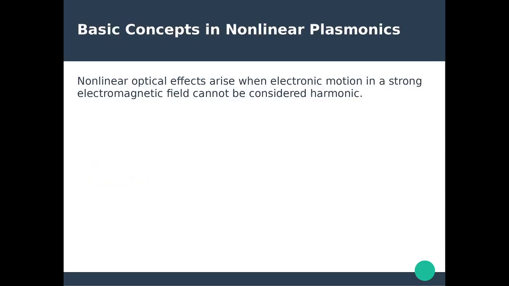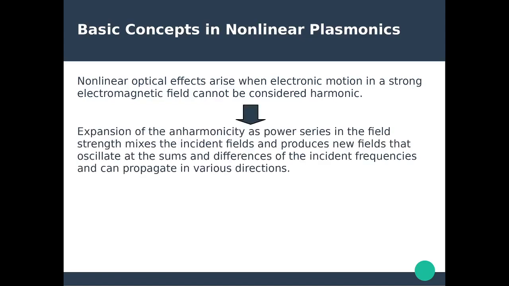Those nonlinear effects start arising when you have a very strong electromagnetic field that now excites these materials. As a result of the presence of this very strong electromagnetic field, the electrons of the system will deviate from the ideal harmonic motion that we've been dealing with, for instance in the Drude-Sommerfeld model. And you need to have an expansion of this anharmonicity in the form of a power series as a function of the field strength. And that's going to result in a mixing of incident fields.